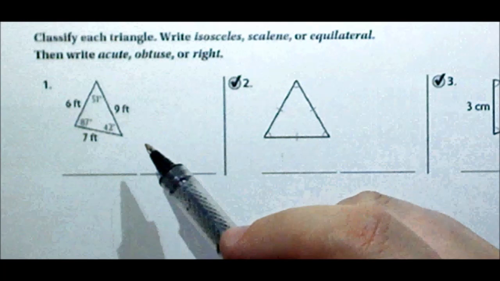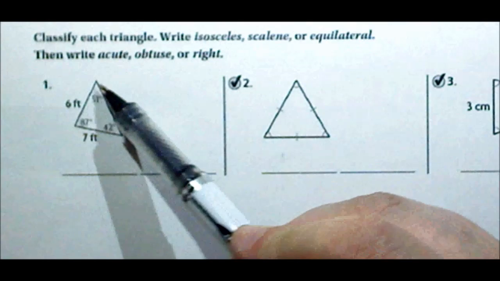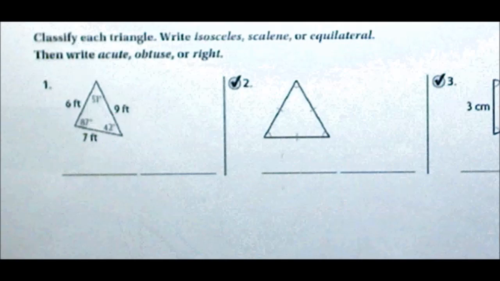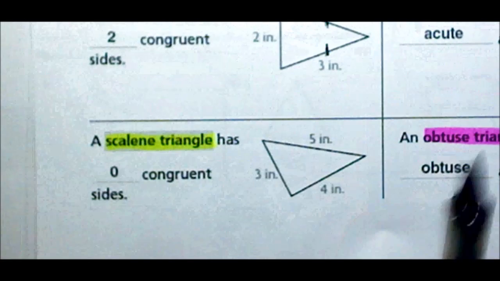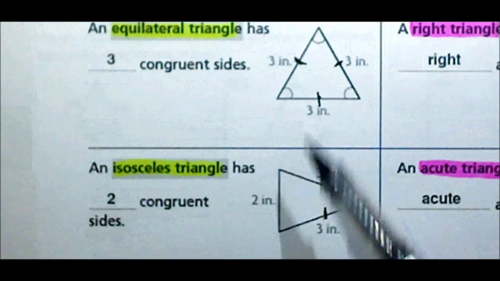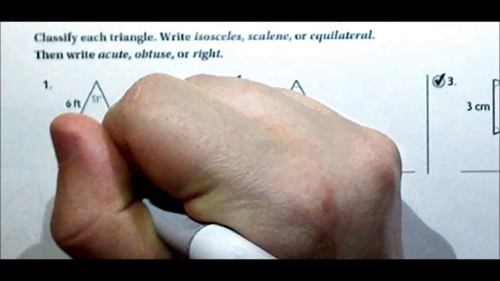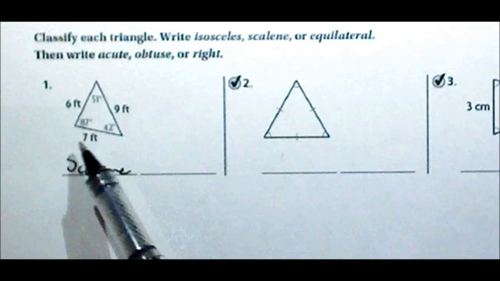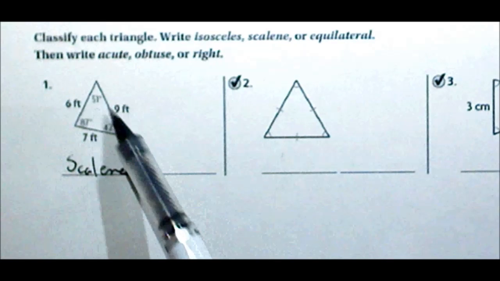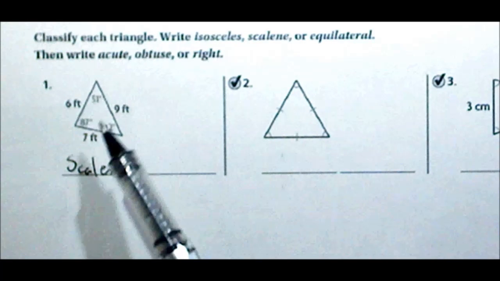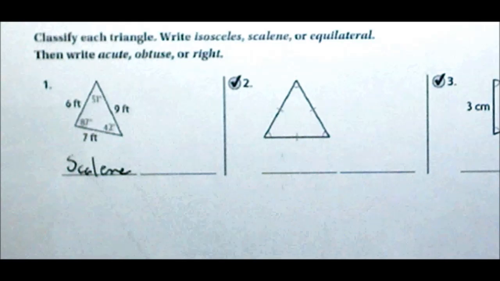We have one here that's 6 feet on one side, 9 feet on another, and 7 feet on the other. All of the sides are different lengths, so it can't be equilateral and it can't be isosceles. It is a scalene triangle. That's one of the classifications. But now we have to look at the angles as well. This is 87 degrees, this is 51 degrees, and this is 42 degrees. All of these angles are less than 90 degrees, in other words, all these angles are acute.